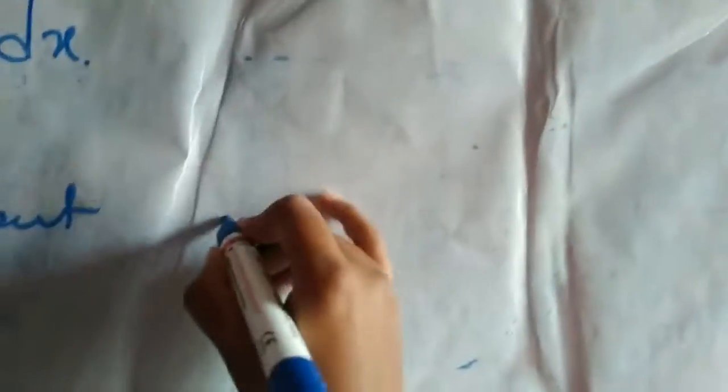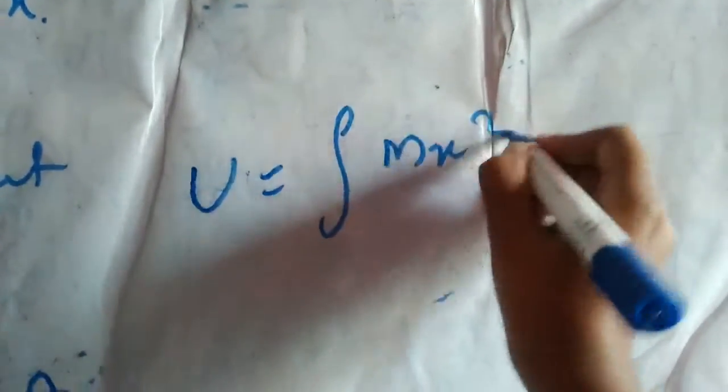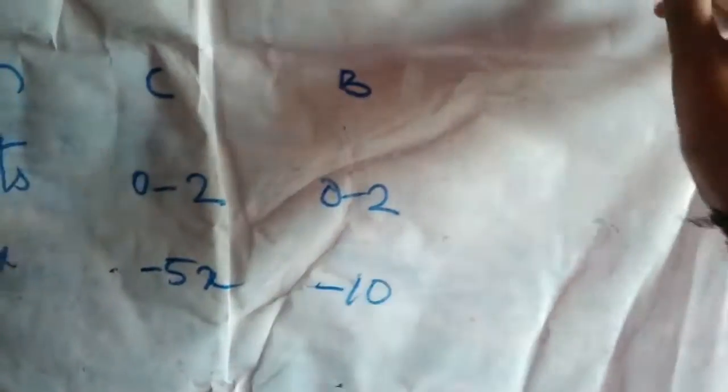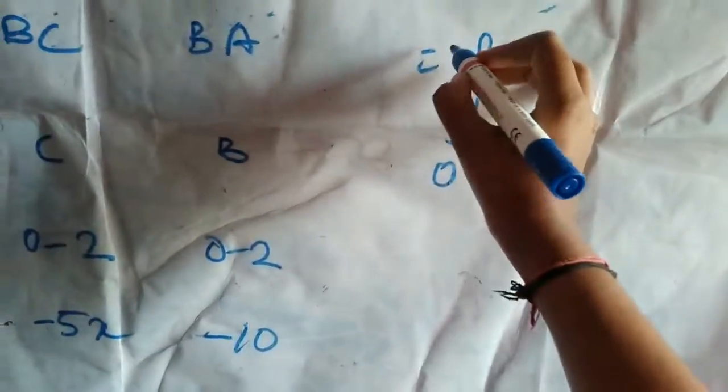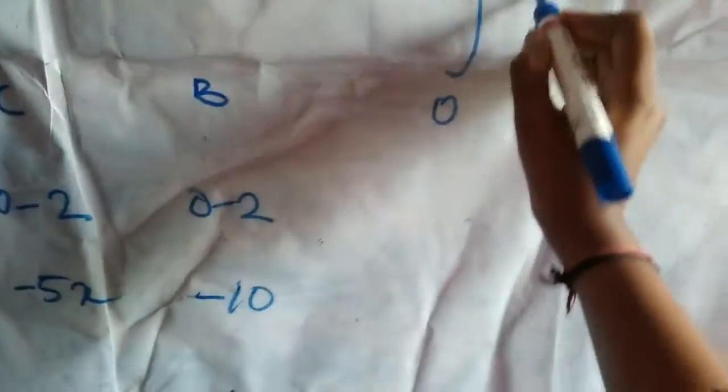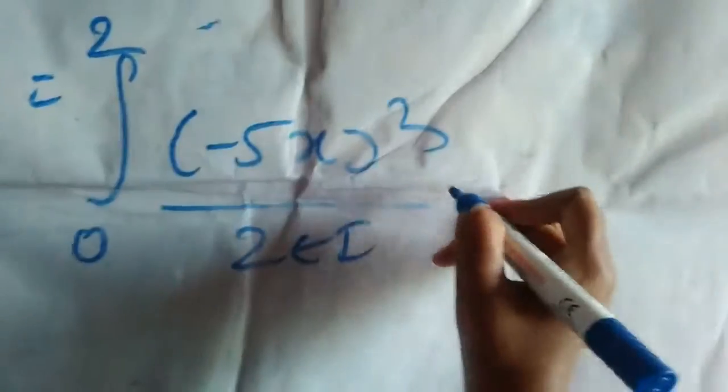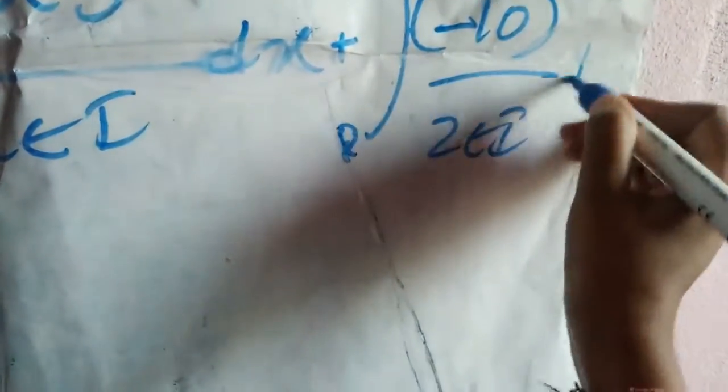And once you got all this, simply you can substitute in this equation, U equals integral of Mx square by 2EI into dx. Now you can substitute the Mx values you got, individually with respect to these limits. So we have integral 0 to 2 of minus 5x whole square by 2EI. Remember it is Mx whole square, the moment with respect to x whole square, into dx, plus integral 0 to 2 of minus 10 whole square by 2EI into dx.